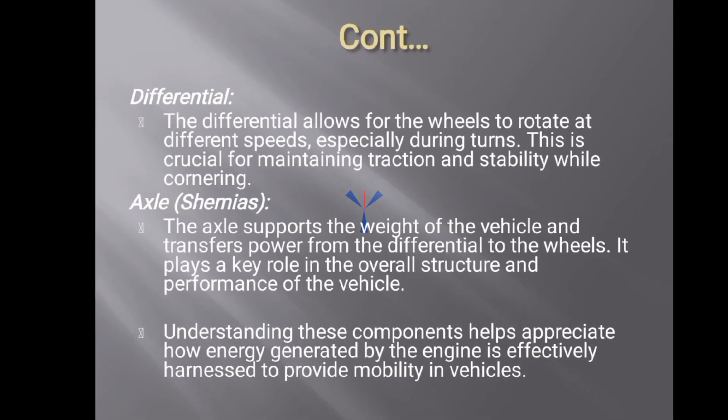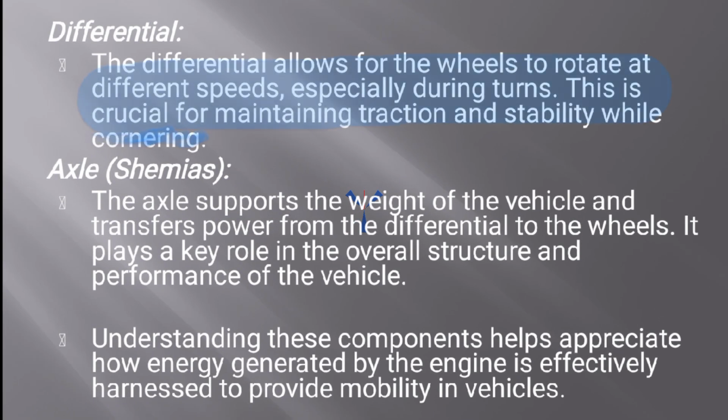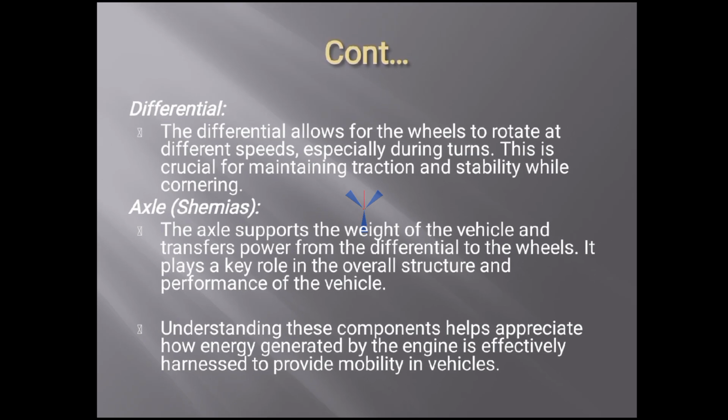The other is the differential. It allows the wheels to rotate at different speeds, especially during turns. Without a differential, we can't imagine turning on the road. We will see it deeper later. So now have this main function in your mind, that is, the differential is crucial for maintaining traction and stability while cornering and converting the circular motion to linear motion. So this is the main function of the differential. We will dig deeper later.